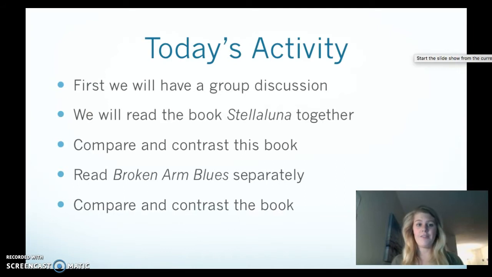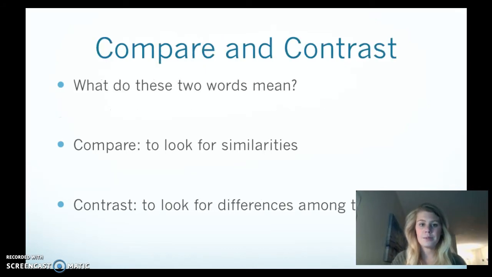So for today's activity, we will first have a group discussion about compare and contrast and what that means and just get a better feel for it. Then we will read the book Stella Luna together. And after that we will compare and contrast this book between the birds and Stella Luna. And then you will independently read Broken Arm Blues, and then after that you will compare and contrast. I will give examples of comparison charts as we go along.